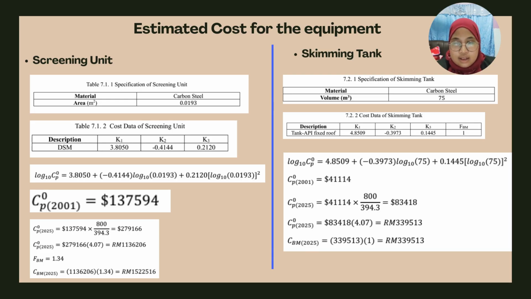Next is the skimming tank. It's also made from carbon steel, which offers sufficient structural strength and corrosion resistance for separating oil and grease from the wastewater while maintaining a reasonable construction cost. With a design volume of 75 cubic meter, the estimated cost is 339,513 Malaysian ringgit.